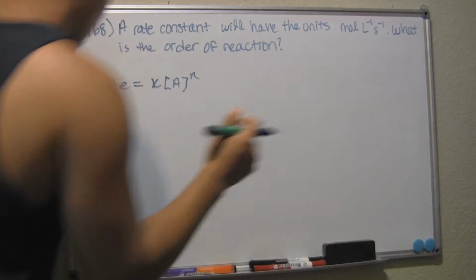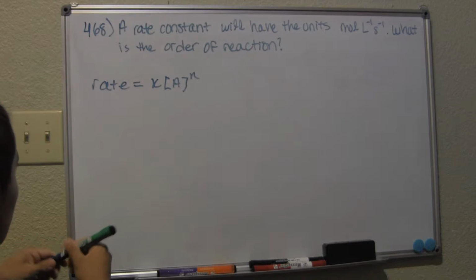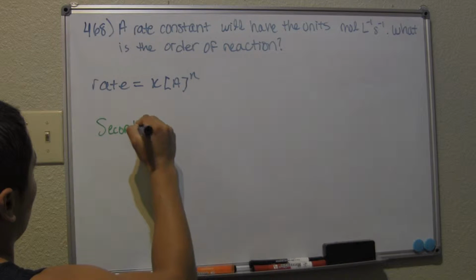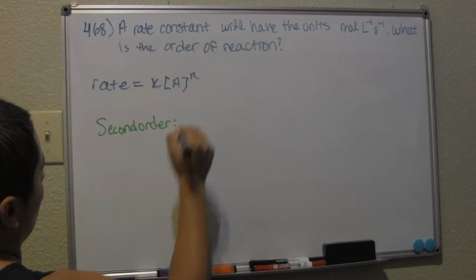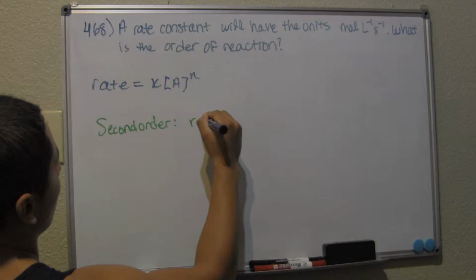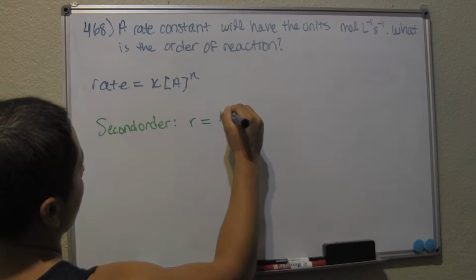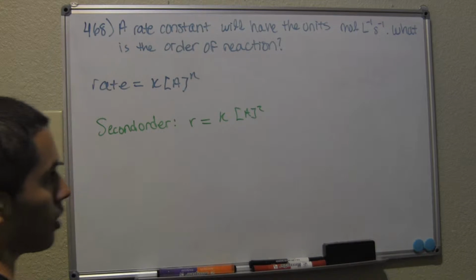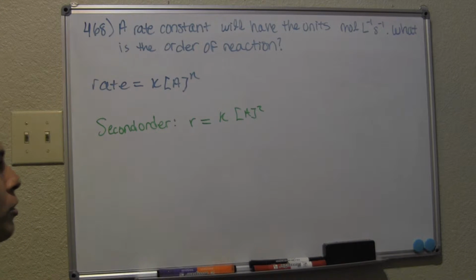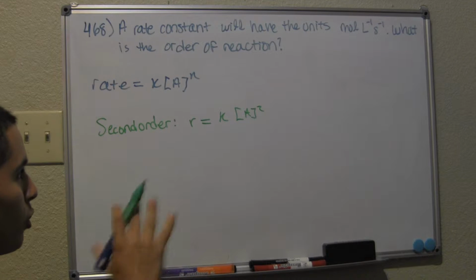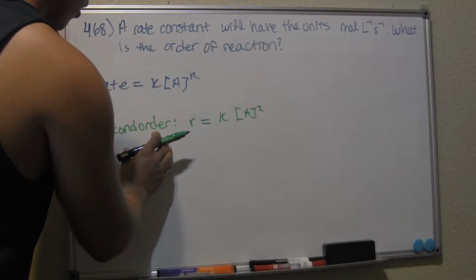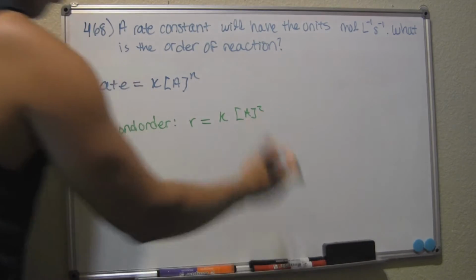So for second order, our R is equal to K times A to the 2. We're not going to use any values here. We're simply going to be using our units to manipulate it to find the order of reaction. Second order means that A is getting squared.